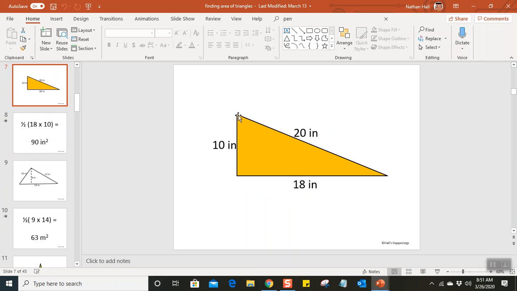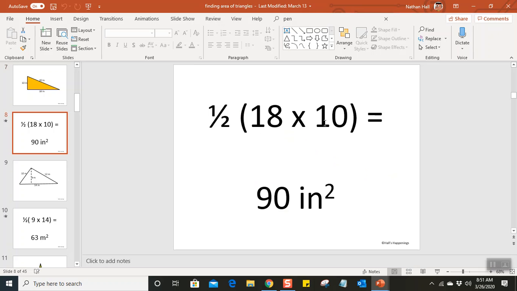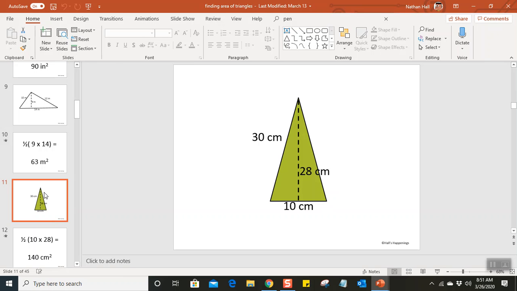Now, in a right triangle, this time we're going to look at the 10 right here and the 18 right here. Okay, we're not looking at the slanted side. The 10 and the 18 are perpendicular to each other. So base times height divided by 2. So if you look at this, 18 times 10, base times height divided by 2. 1/2, remember, means the same thing as divide by 2. So 1/2 of 18 times 10, which is 90. Area is always squared.